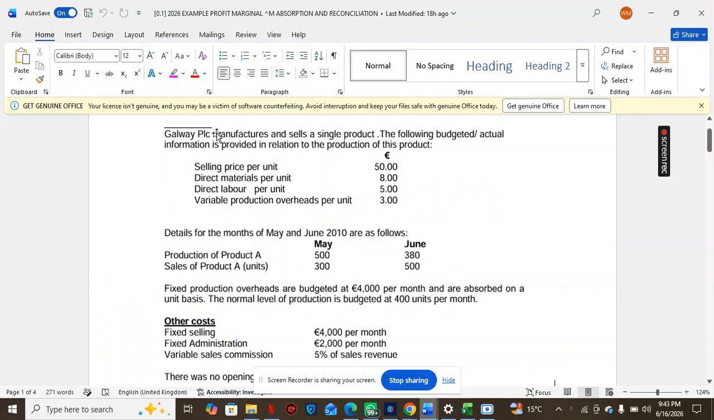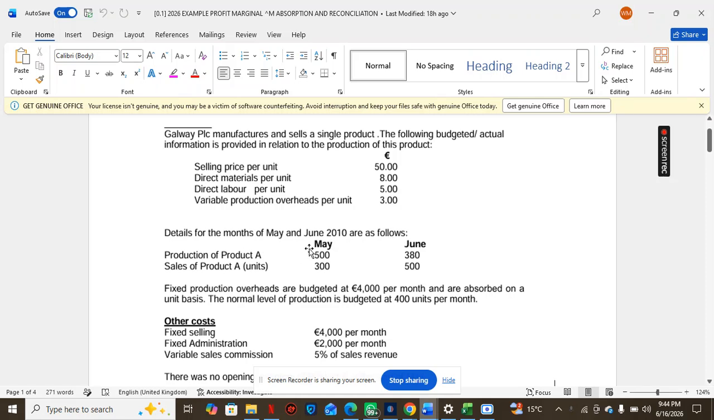Galway plc manufactures and sells a single product. The following budgeted and actual information is provided in relation to the production of this product. We've been given the selling price, direct materials cost per unit, direct labor cost per unit, and the variable production overheads cost per unit. Details for the months of May and June are as follows.